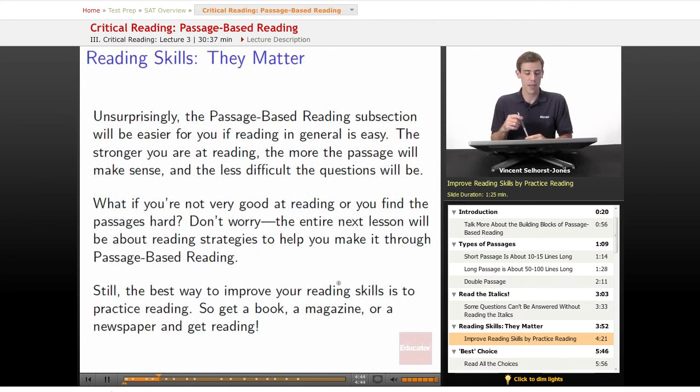But as always, as I keep saying, the best way to improve your reading skills in general is to practice reading. So go read a book, read a magazine, read a newspaper, read something that isn't simply what's assigned to you at school, and go get reading.